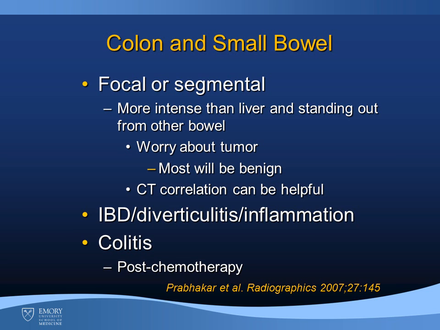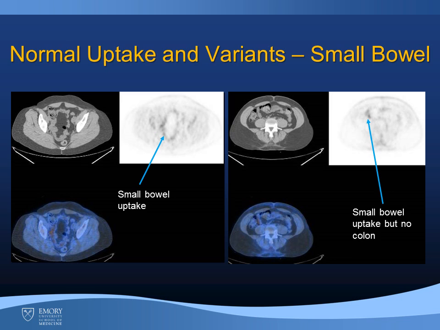Generally, focal or segmental activity that is more intense than liver and standing out from other bowel should be further evaluated. Now, though we may worry about tumor, statistically most will turn out to be benign, and CT correlation can be helpful. Again, causes of inflammation and colitis can cause increased FDG uptake in bowel.